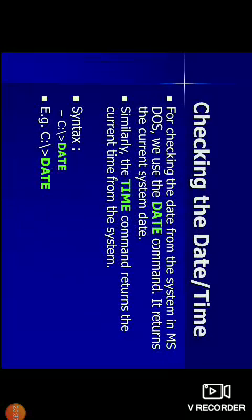Next, checking the date or time. For checking the date from the system in MS-DOS, we use the date command. It returns the current system date. Similarly, the time command returns the current time from the system. Here is the syntax C colon slash greater than DATE. Example C colon slash greater than, that is the command prompt. Here I am typing DATE and pressing enter. So now it will display the current date.